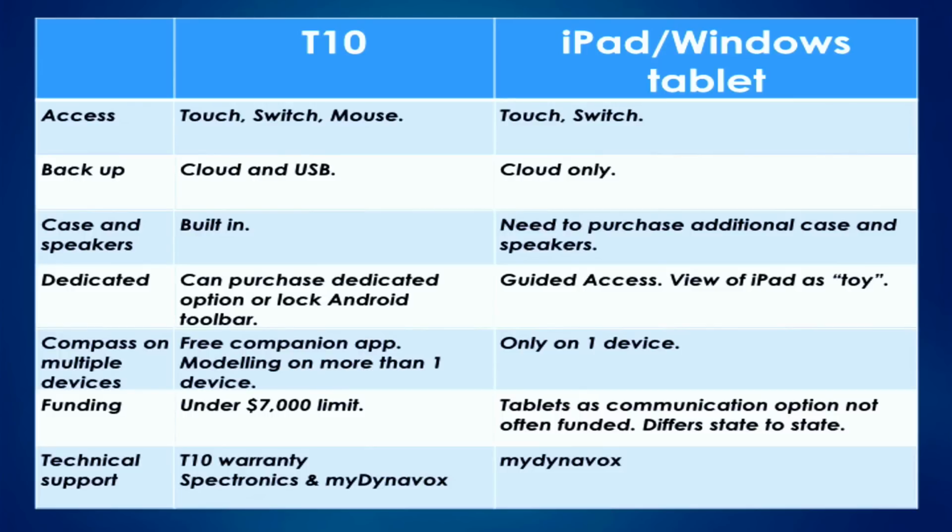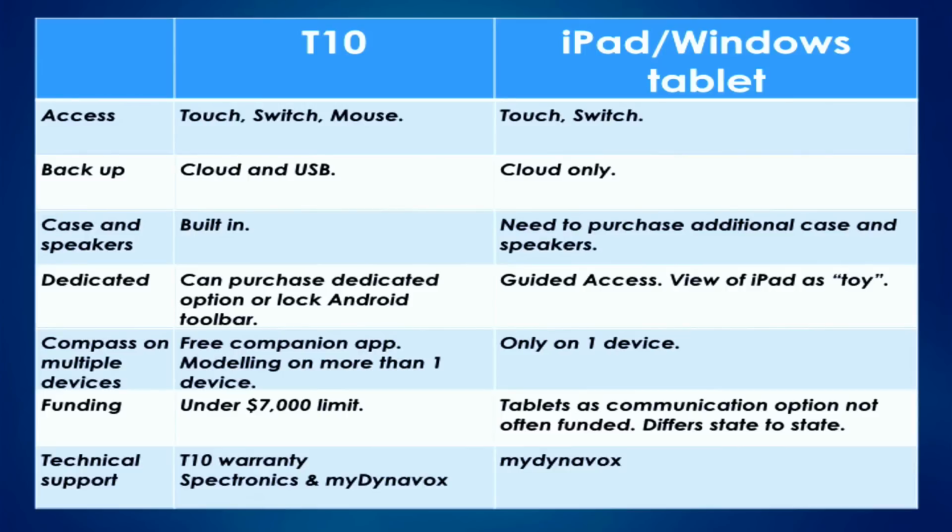In terms of backing up on the T10, if you've got it connected to your Wi-Fi, then you can back up to the cloud, and you can also back up to a USB if you're having difficulties with internet connections. So that's a good option for some people in some parts of Australia. Whereas with the iPad, you don't have a USB port. So if you need to back up, your only option is to back up to the cloud. So something to consider also. With the T10, you have the case and the speakers built in to the device.